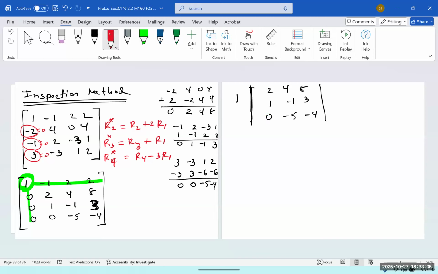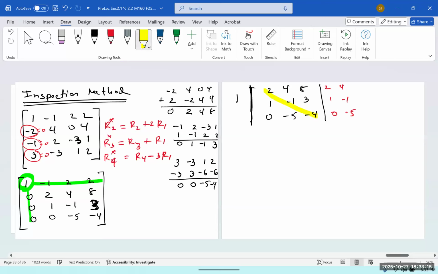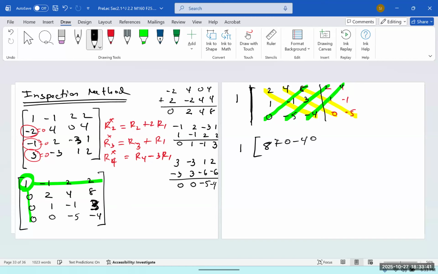We can just use this method. 2, 1, 0, 4, negative 1, negative 5, and get the diagonals. Right diagonals are yellow and left diagonals are green. So 1 times 2 times -1 is -2, -2 is -8, sorry, +8. Then we have 0, and lastly we have -40.